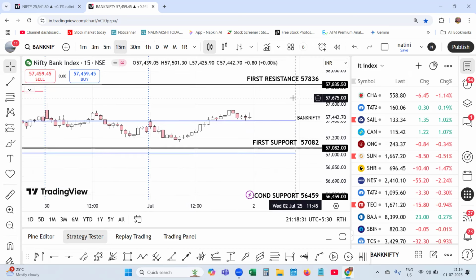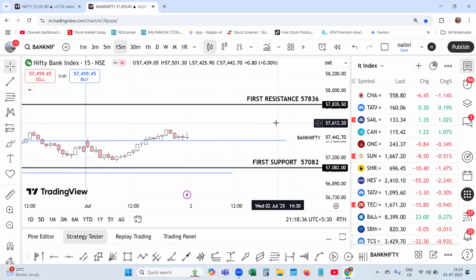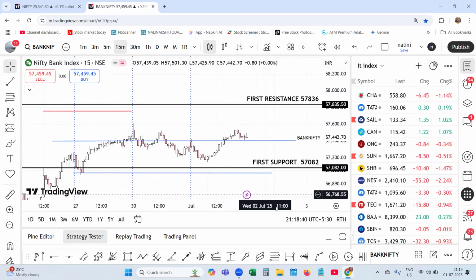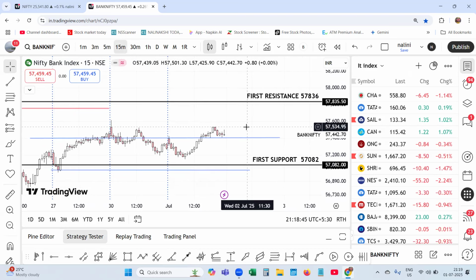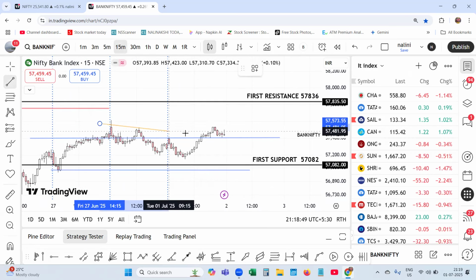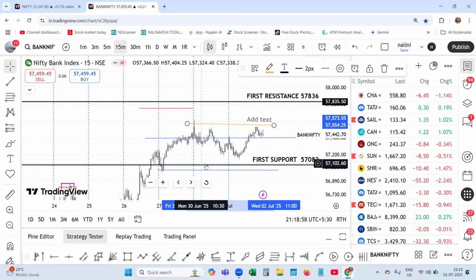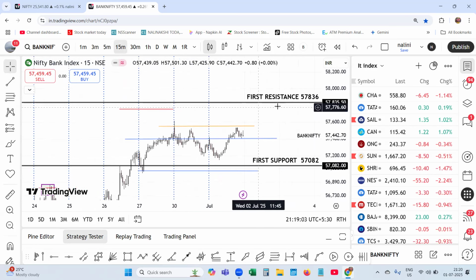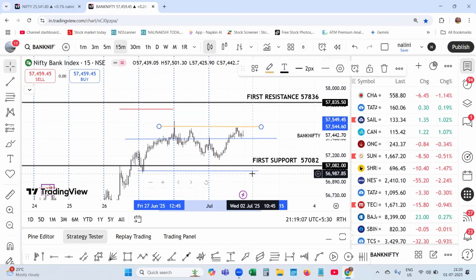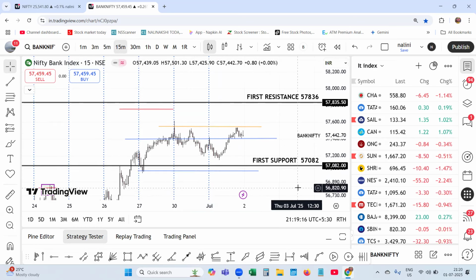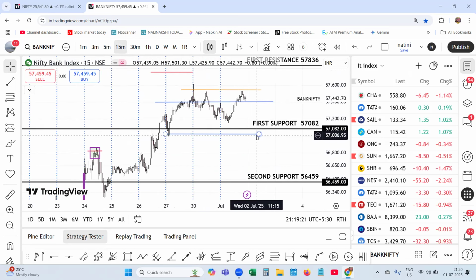So the levels to watch for Bank Nifty are first resistance at 57,836 and first support around 57,082. You need to carefully watch Bank Nifty's price action because it has hit this level 2 to 3 times. Only if it starts trading above this level, it can go past this level and hit 57,836. Otherwise, if it gets rejected somewhere here, it can come down to 57,082. So price action is very tricky. You need to trade very carefully and keep your eyes wide open to notice the price levels.